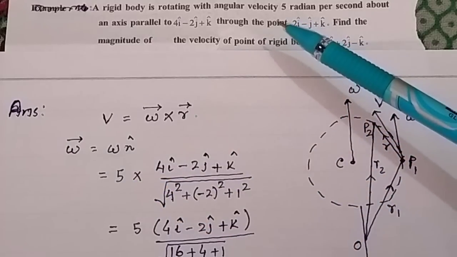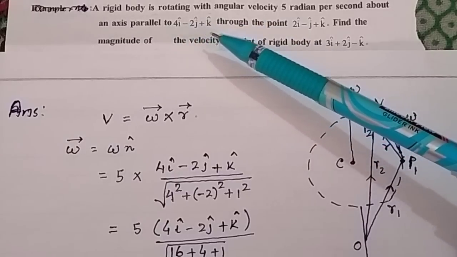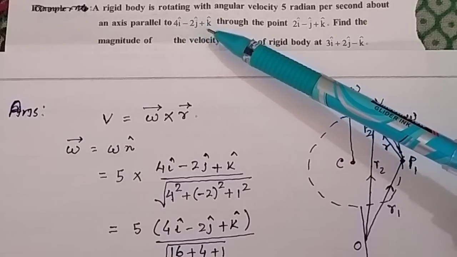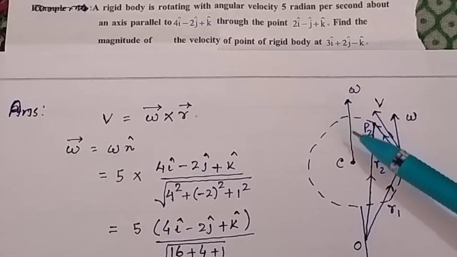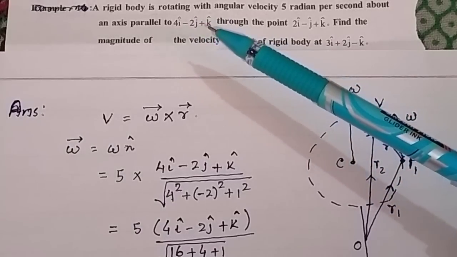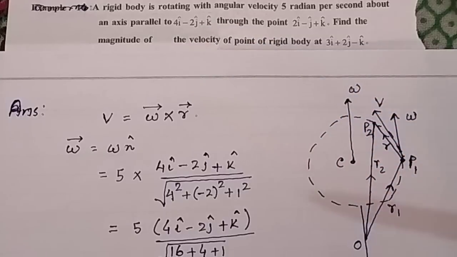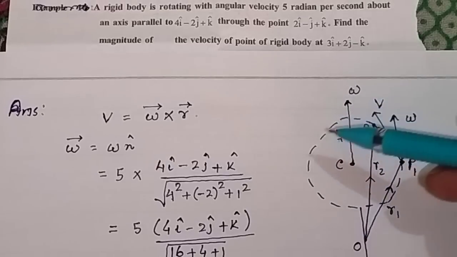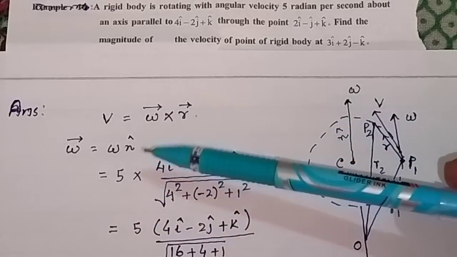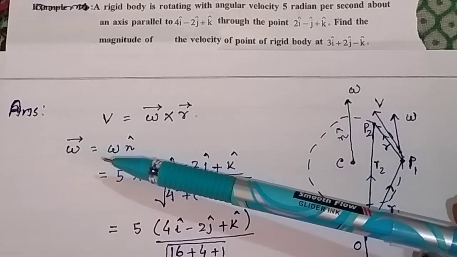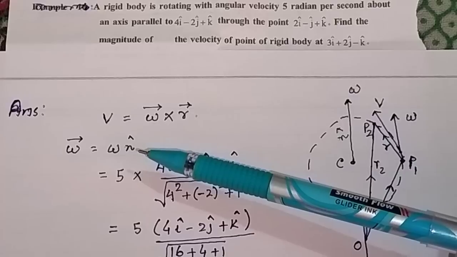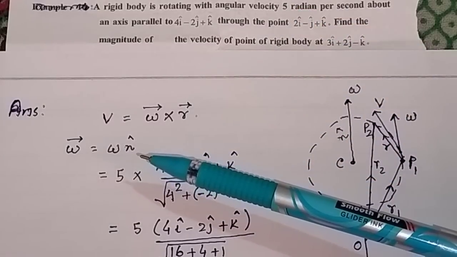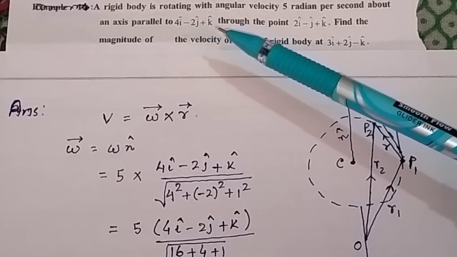and the rigid body is rotating parallel to this vector, that is 4i cap minus 2j cap plus k cap. So if you find out the unit vector of this vector, that is n cap, then you can find out the angular velocity, because angular velocity is equal to omega into the unit vector. Omega is given, 5 radian per second, and the unit vector you can find out because the vector is given.